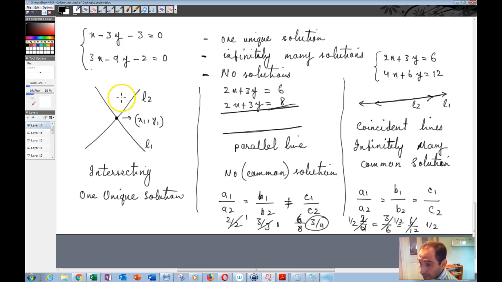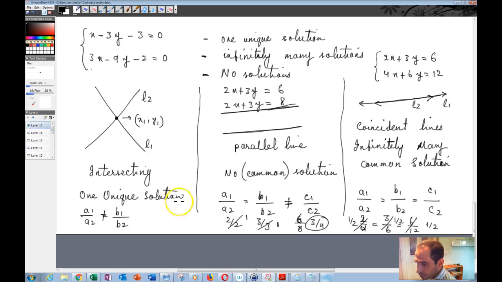Now, in this case, the situation is a little bit different, meaning that the lines are not parallel. So basically A1 to A2 is not equal to B1 to B2. That means that they are not parallel. And of course, when they are not parallel, there is no question of C1 to C2, since A1 to A2 is not equal to B1 to B2. Even if C1 to C2 is equal to any of these ratios, it doesn't really matter because the two lines are basically intersecting one another. So that's basically the situation here.